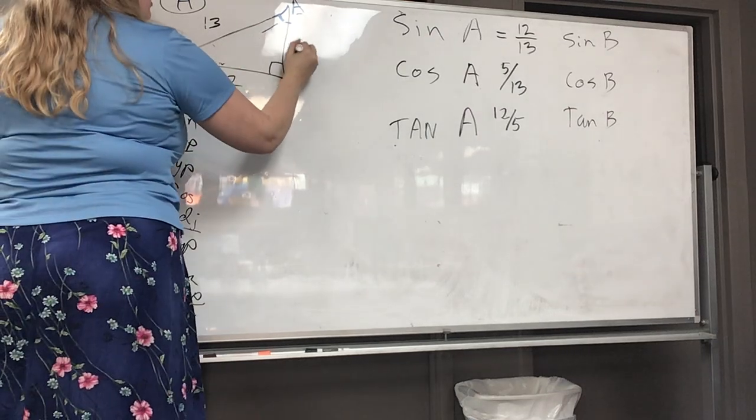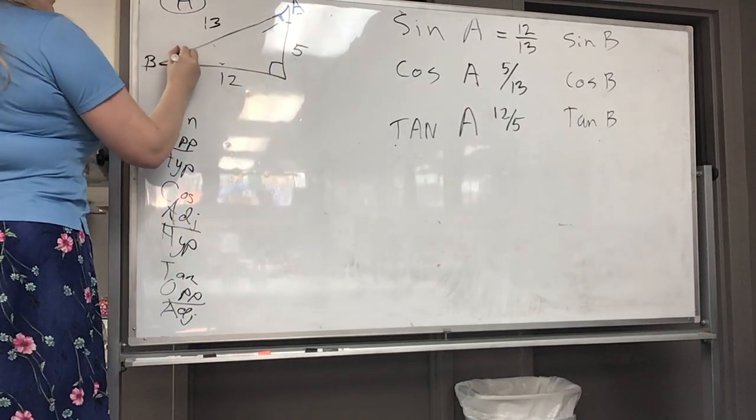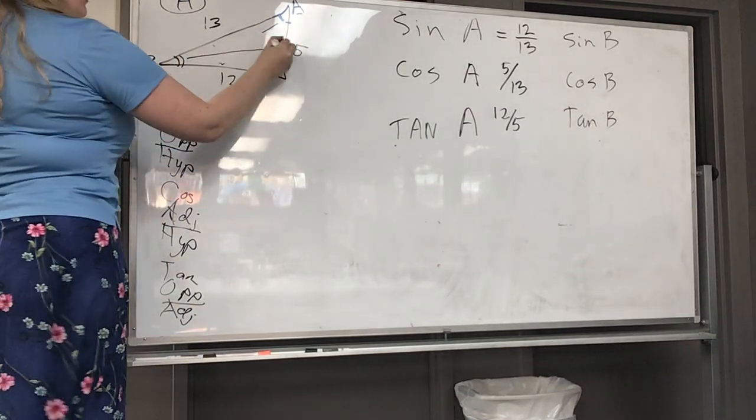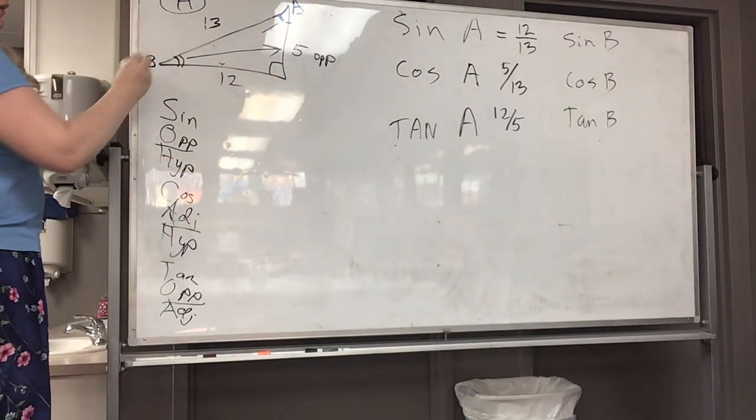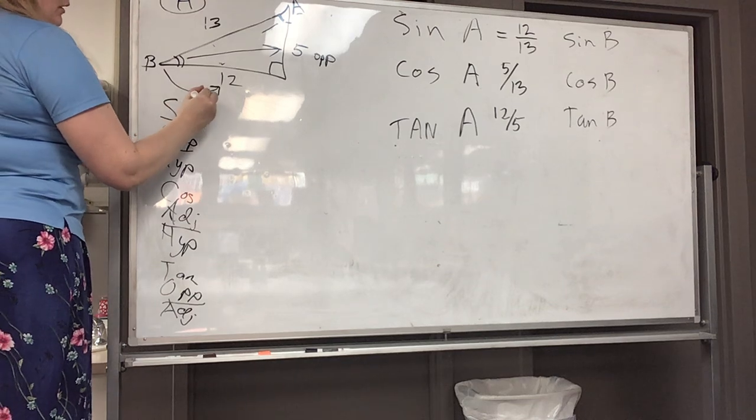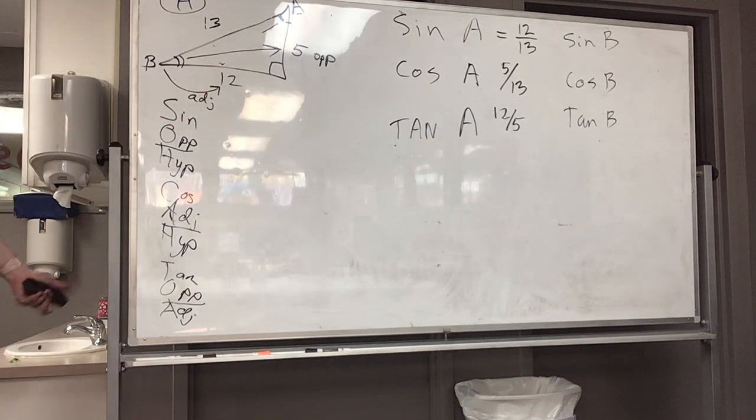our point of reference, and we're starting from this angle, now our opposite is 5, and our adjacent is the 12. And so if we change where we start from or where we're looking in reference to, it completely changes what you're going to use with this. So write out sine, cosine, and tangent from the perspective of B.